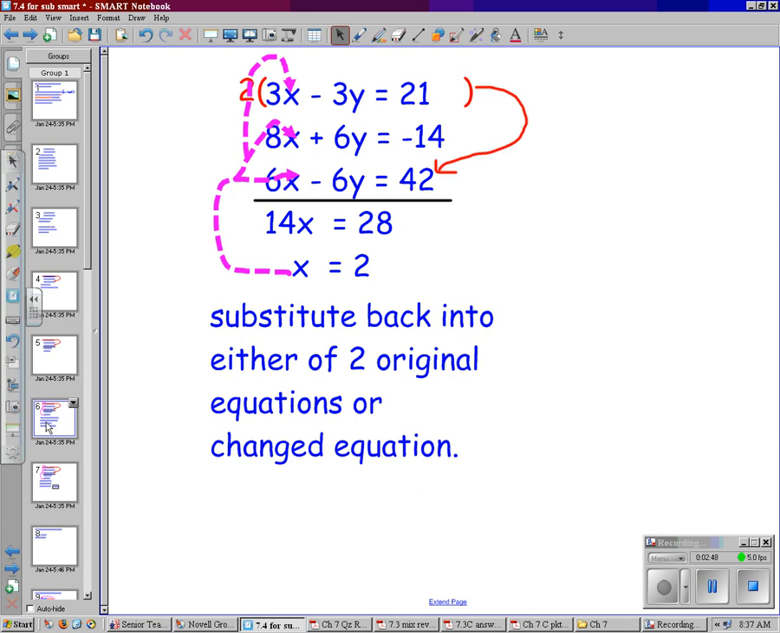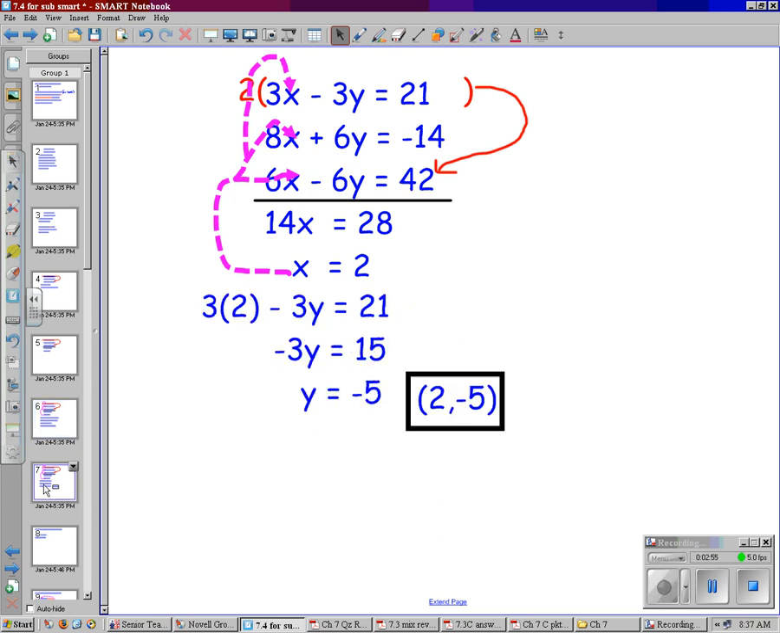What did you guys come up with for y when you put 2 back in? What did you get, Andy? Negative 5. Negative 5, and that is what you should get. I think I put it back into the original one prior to changing it up there. So we got (2, -5) for an answer. Any problems there so far? Nothing at all? Good to see.